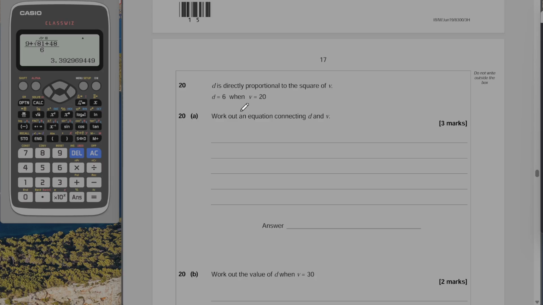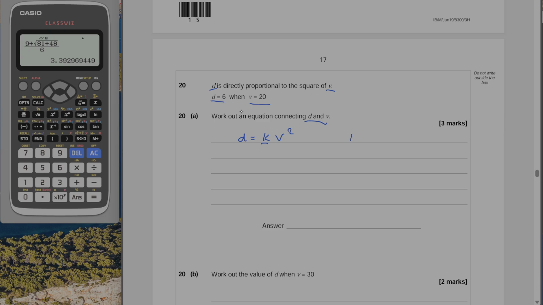Okay, question 20. D is directly proportional to the square of V. When D is 6, V is 20. Work out the equation connecting D and V. So first of all, D is directly proportional to the square of V, so D is going to be equal to K times V squared. Then we need to use this to work out the value for K.